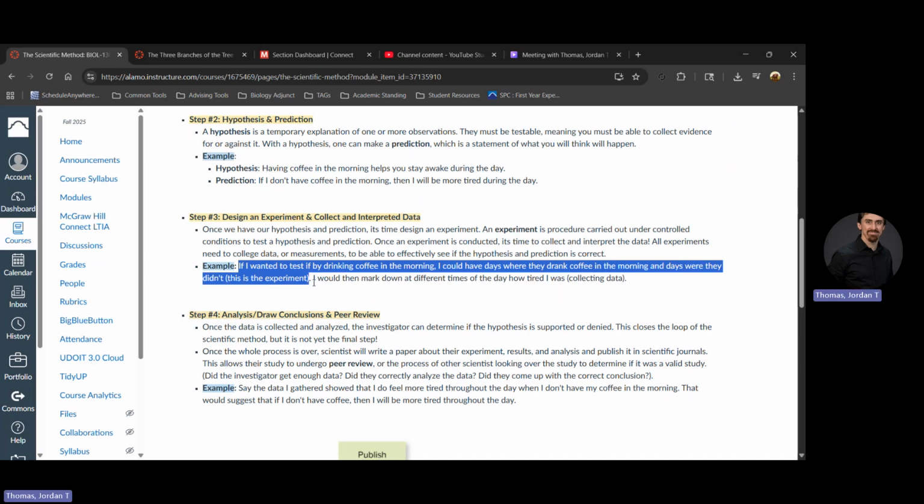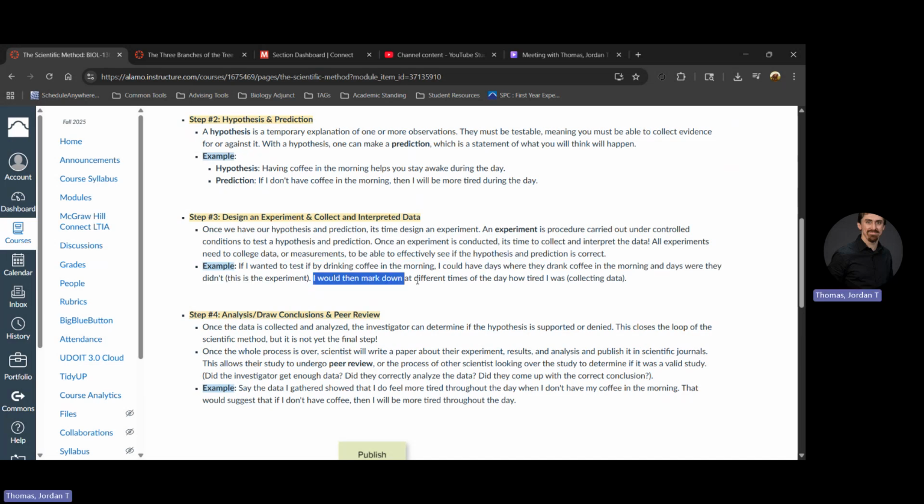And this is an experiment. We have two types of days, two groups. Days where I drink coffee and days where I don't drink coffee. Now, on each of those days, I collect data. And in this case, my data is how tired am I throughout the day? How tired am I in the beginning of the day? How tired am I 2 hours later? Then how tired am I 2 hours after that?